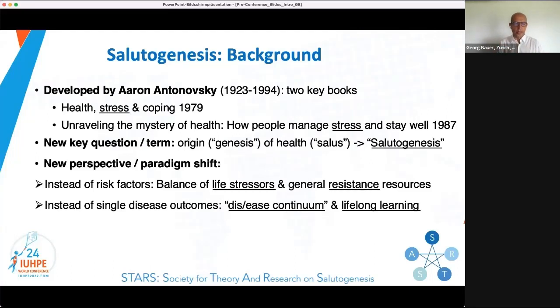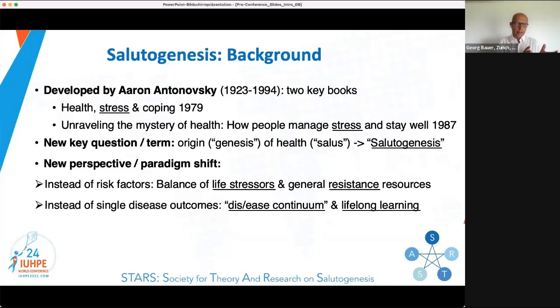And in addition to this question, which is certainly a very intriguing question, he also provided us with, I think, a very clear term, salutogenesis, making it clear that it is a mirror concept to pathogenesis. In a nutshell, and I can only summarize two books here, instead of risk factors, he suggested to balance life stressors and resources at the same time, which help us to deal with these life stressors.